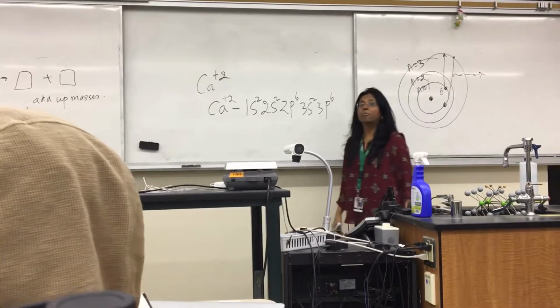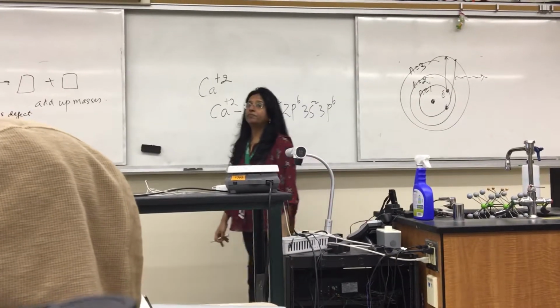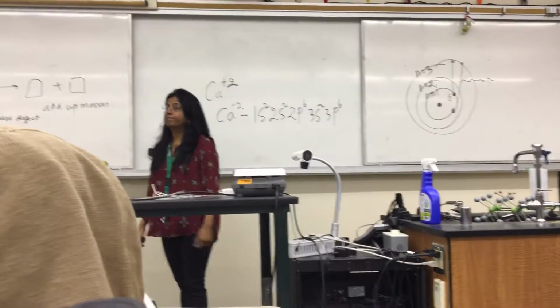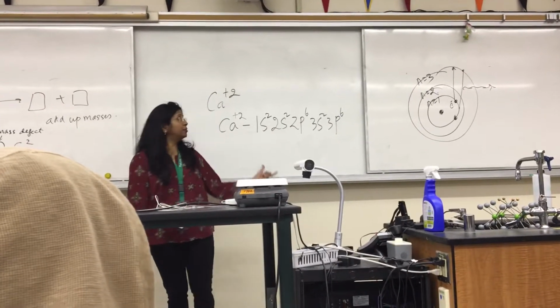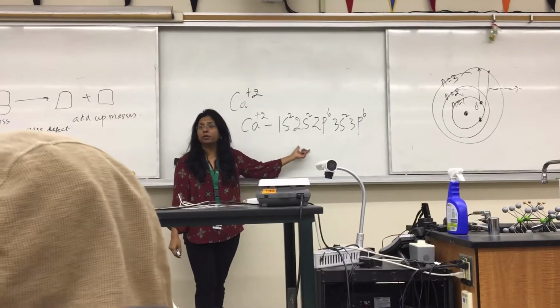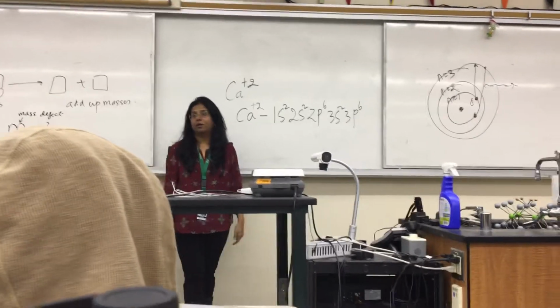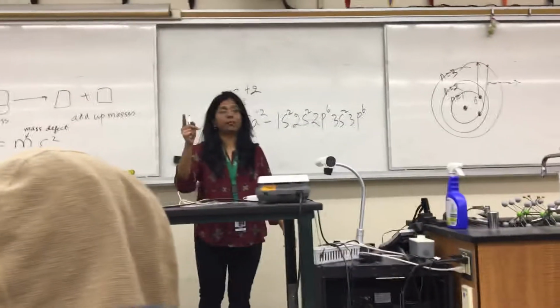Question? Couldn't you just look at the periodic table? It has 2 more, so you just go back and then find the electron configuration for that. Absolutely you can. What you said is absolutely correct.